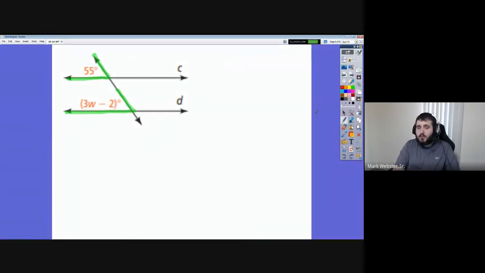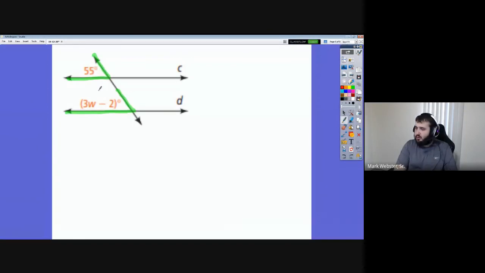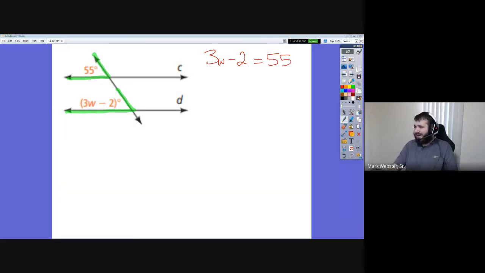So corresponding angles are congruent. Remember, the only one that's not congruent is the same side interior. Same side interior, they add up to 180. Corresponding, alternate interior, alternate exterior, those are the same. So these two had better be the same as each other. And when things are the same as each other, we set them equal. Right? Very good. Well done.